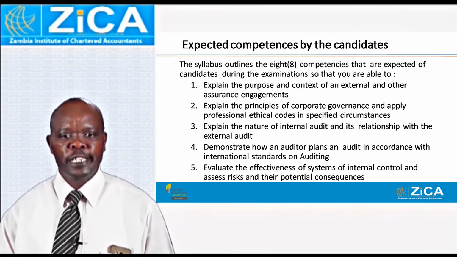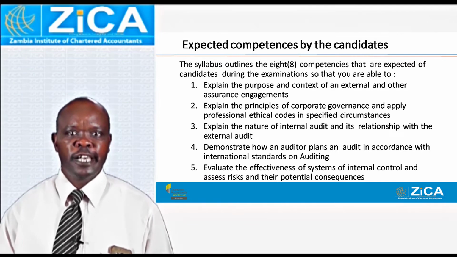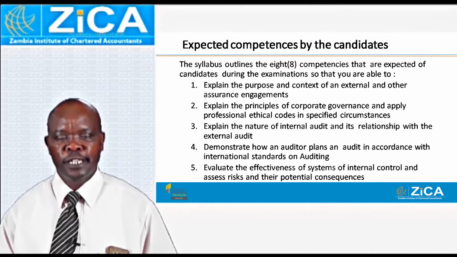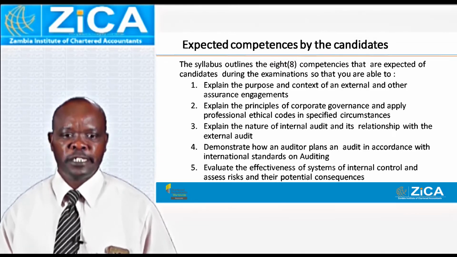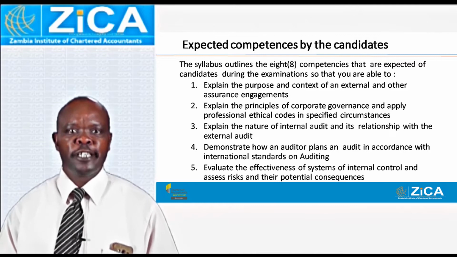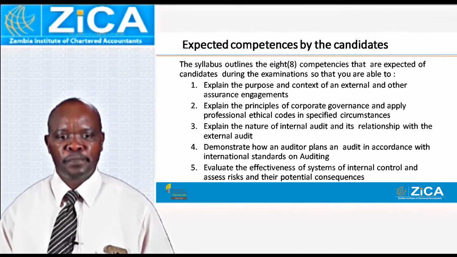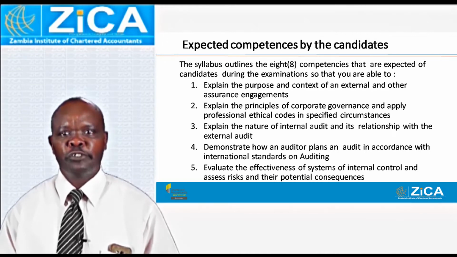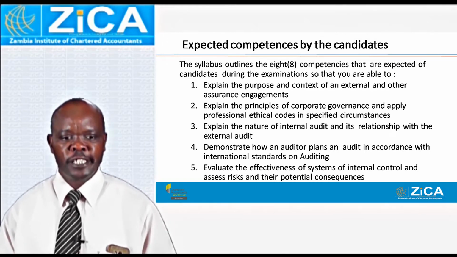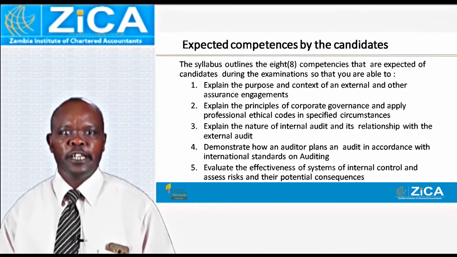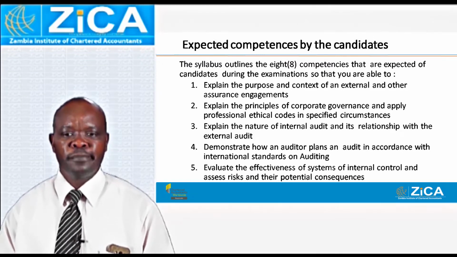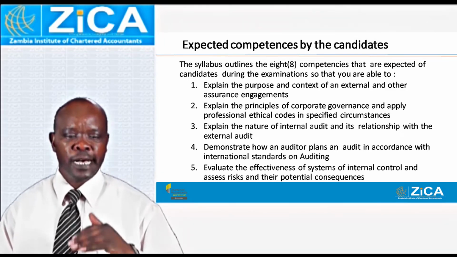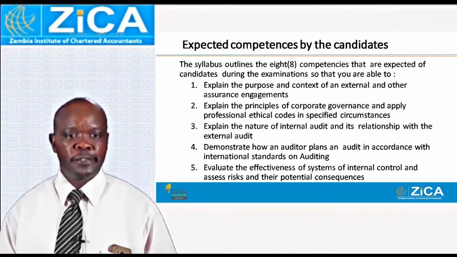I'll begin by looking at the competences that you candidates are expected to have. The competences are outlined in the syllabus, and in the syllabus chapters, especially the first few pages, you'll be able to see the competences that you require. There are 8 competences in total, and these competences actually match with the syllabus. For instance, competence number 1 is explaining the purpose and context of auditing, and this is exactly the first topic in your syllabus, and it goes on up to the last topic, which is topic 8.